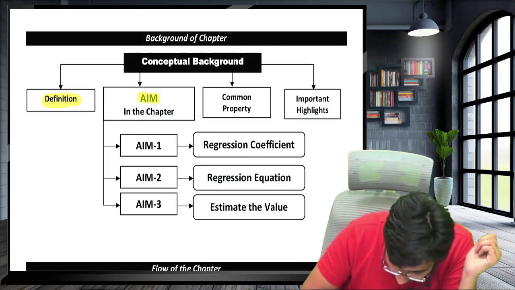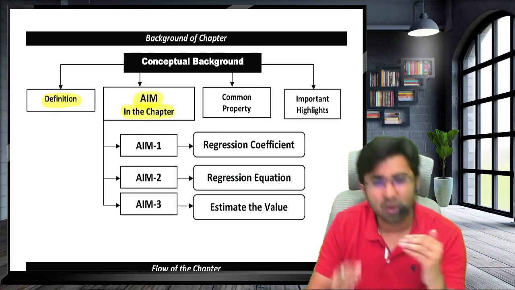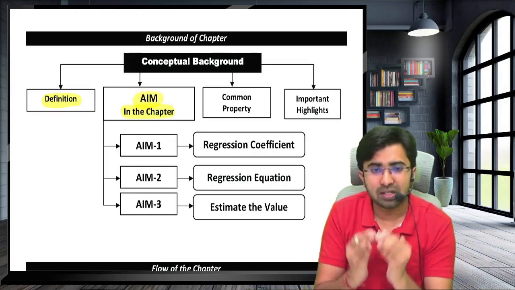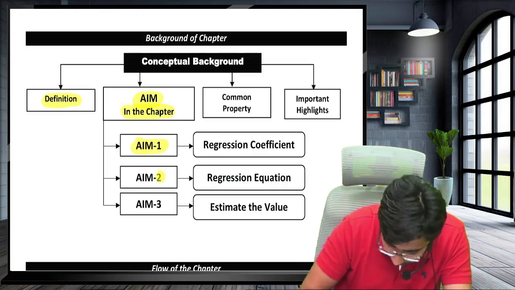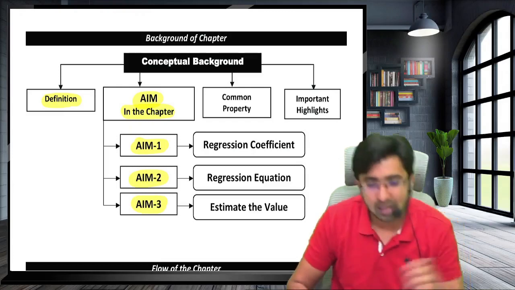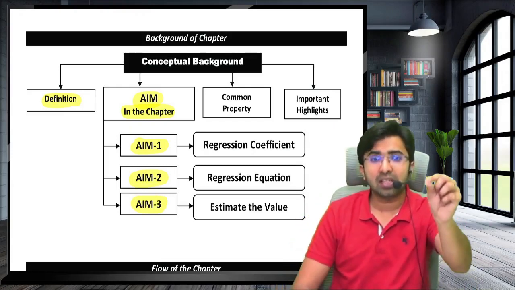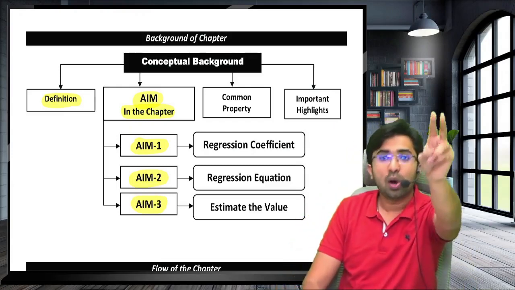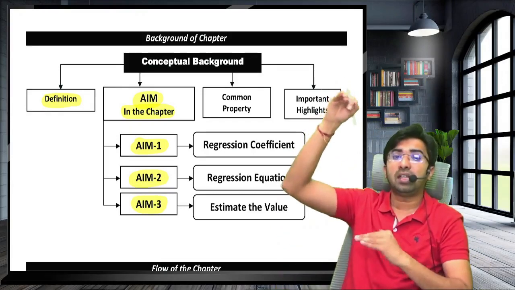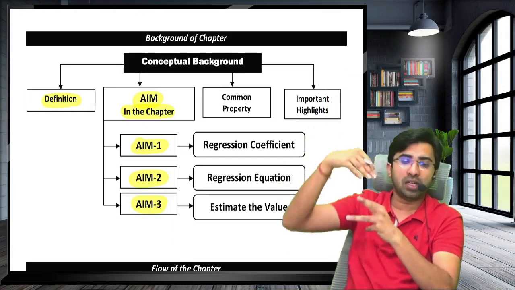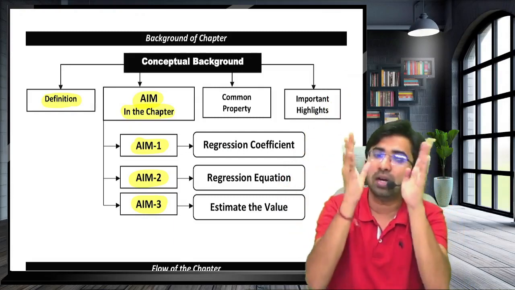Then we will develop some aims in this chapter. Sir, what do you mean by developing the aim? Guys, I will tell you the aims, don't worry. We'll develop 3 aims in this chapter: aim number 1, aim number 2, and aim number 3. In examination, either the question will come from aim 1, or aim 2, or aim 3, or in combination of aim 1 plus 3, aim 2 plus 3. That's why I have bifurcated things into aims.